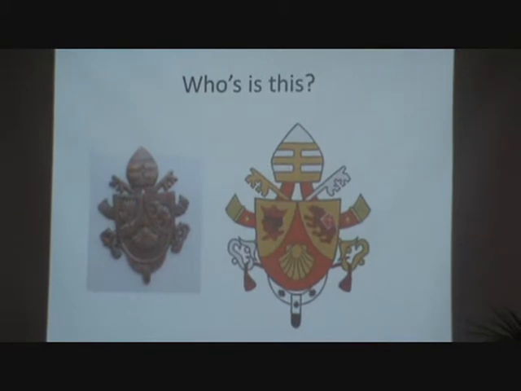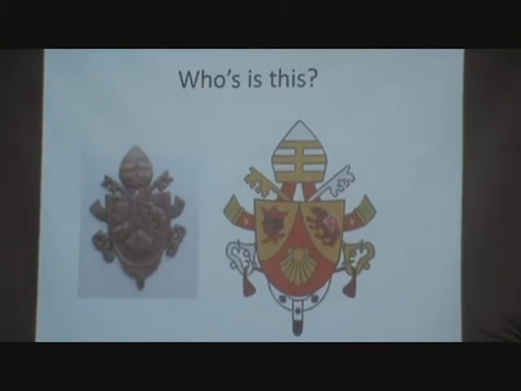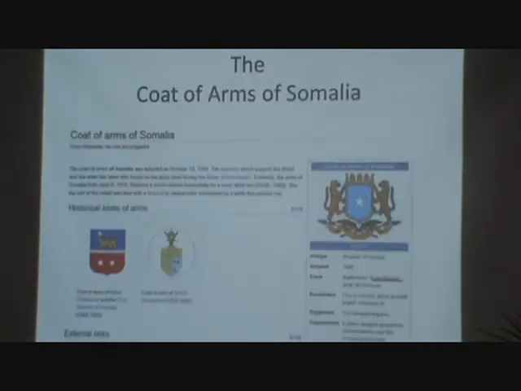So a big question would be why is she there? What do these keys represent? The rope in between them, etc. Just some questions, right? Coat of arms of Somalia.